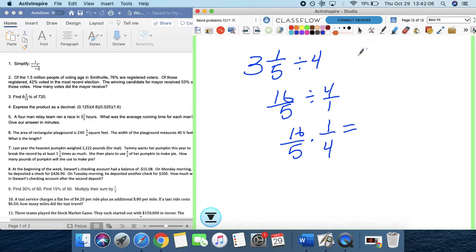Right, so we can simplify. Divided by 4, this becomes 1. Divided by 4, this becomes 4. So 4/5 of an hour. So each man took 4/5 of an hour to complete their part, right? So it's a relay. And then 4/5 times 4 gives you 3 1/5. I knew something was off.